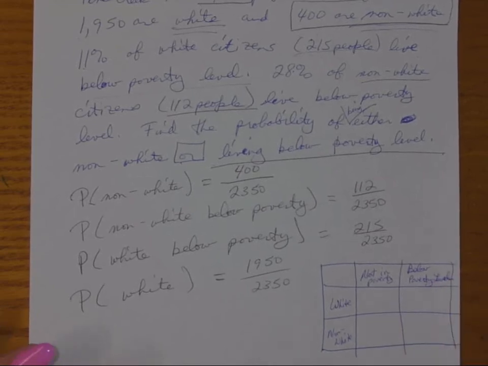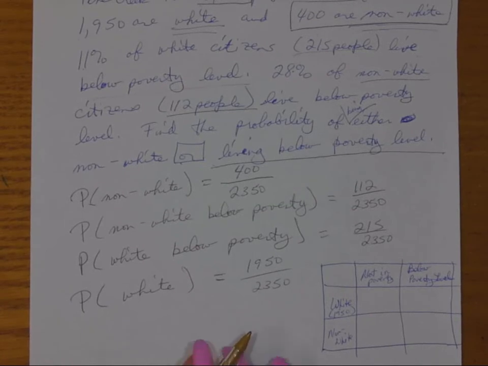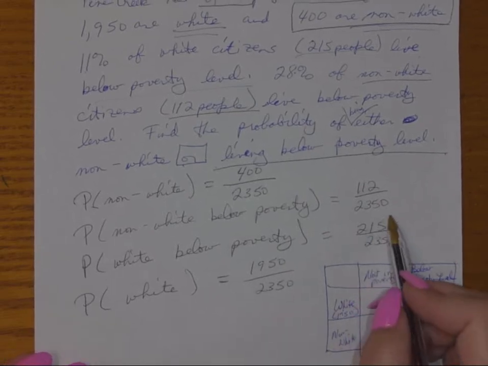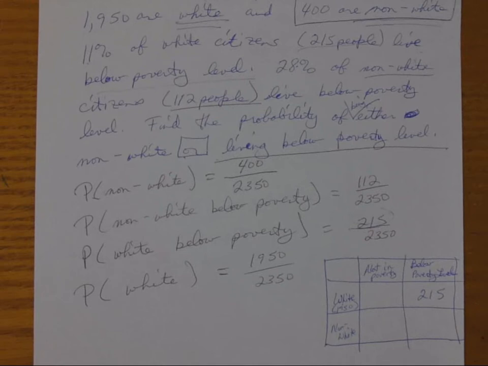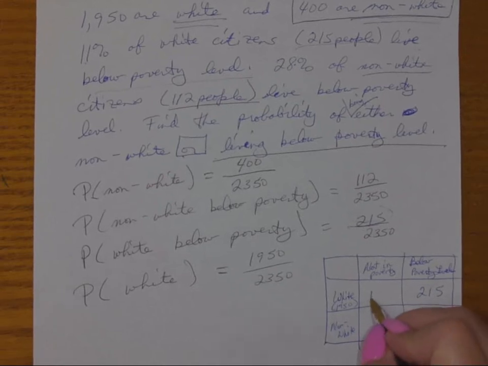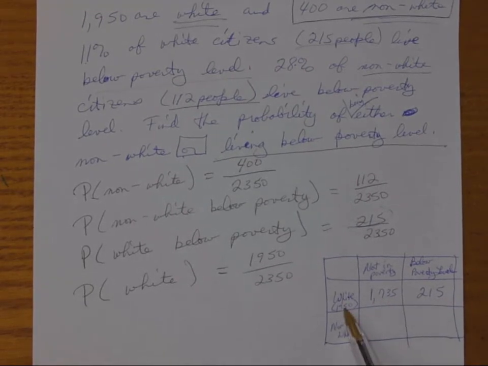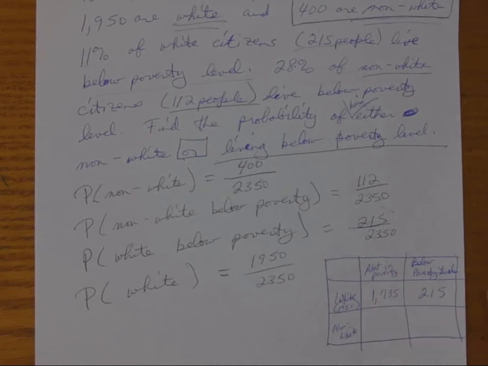So let's be careful about this because the total number of white people in the town was 1950, right? But we have to be a tiny bit careful because they're not all at poverty. We found out that the people in poverty was 215, right? So what does that leave me here? My number is 1,735. Do some subtraction real quickly: 1950 minus 215, we've got 1,735. We're white and not in poverty.